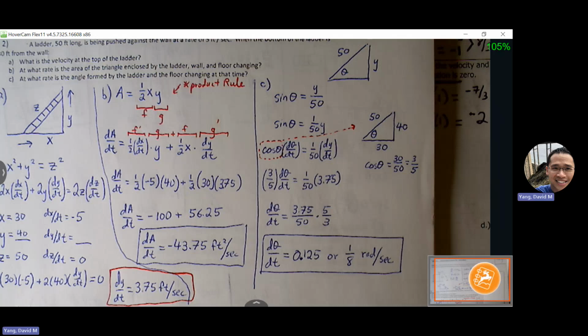Yeah, if you did cosine, you should get the same answer as well. Okay, read number 3, see if you can figure out which trig equation you're going to use, find the derivative, and see if you can gather the information provided, assign those values to the correct variable, and then solve for the missing variable that they're asking for. Okay, try number 3.